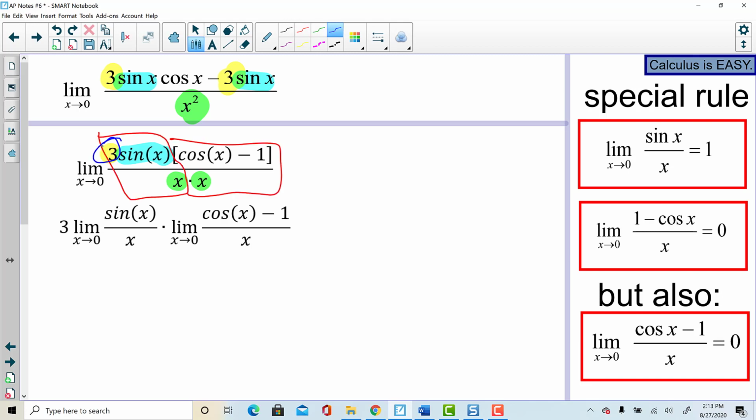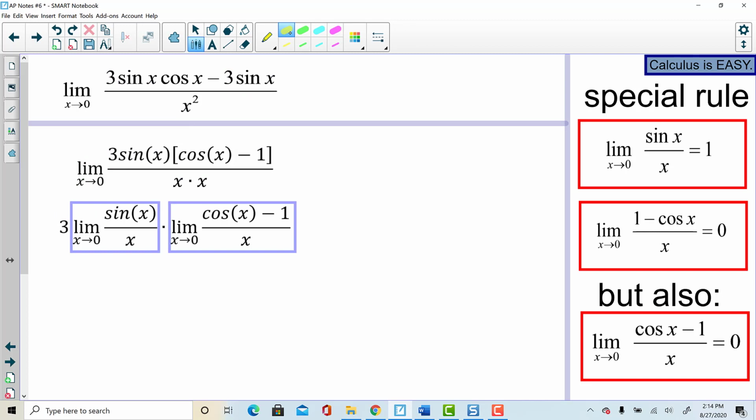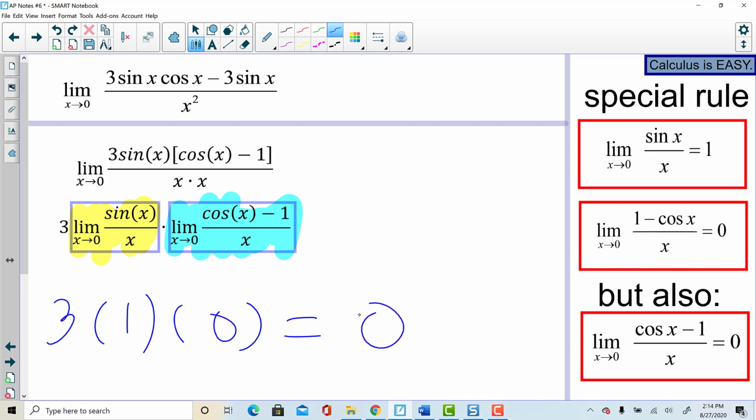And this 3 can actually come down in the front of that first one. Okay, now we're to the point where we can use our special rules. This first one's just going to give us a 1. The second one's just going to give us a 0. So we have 3 times 1 times 0. And that's going to give us a 0.